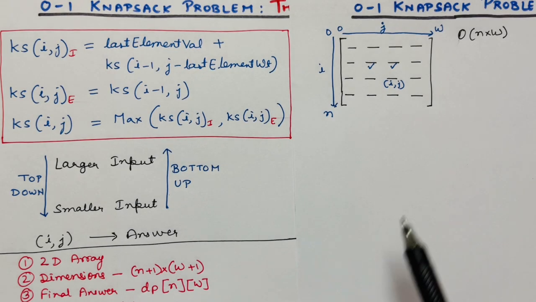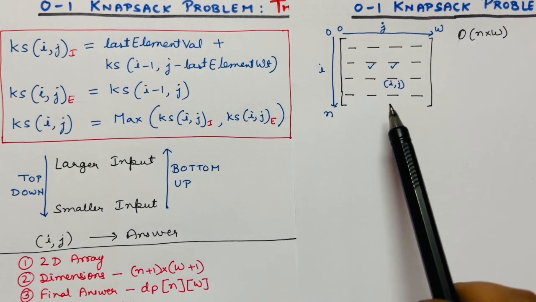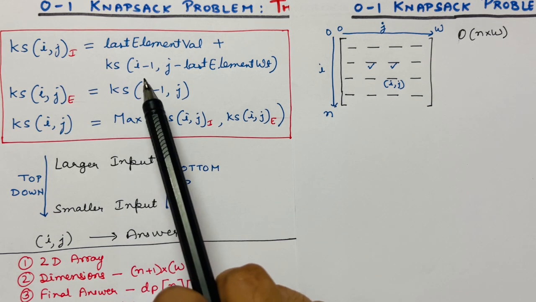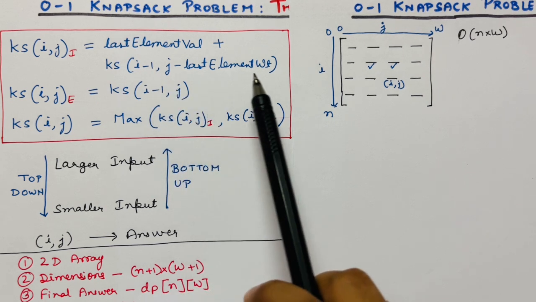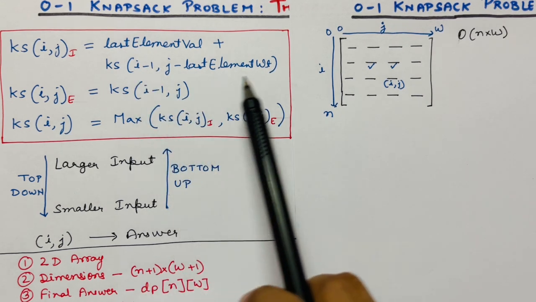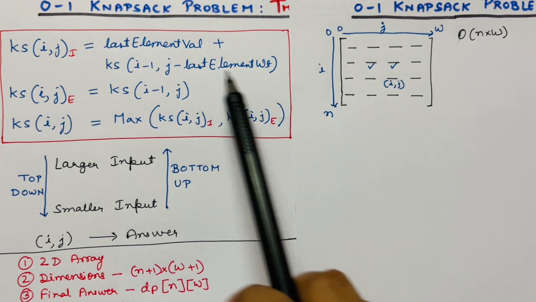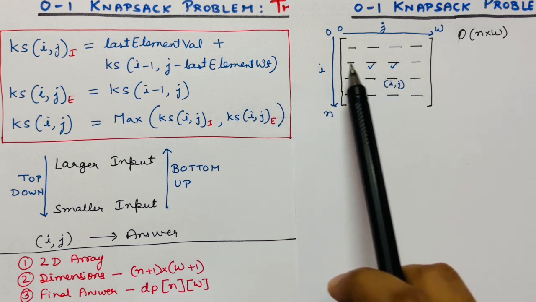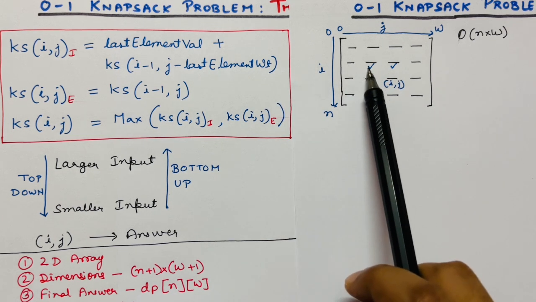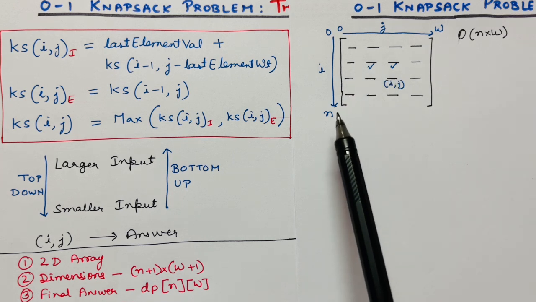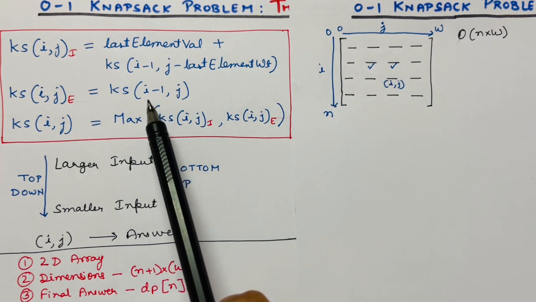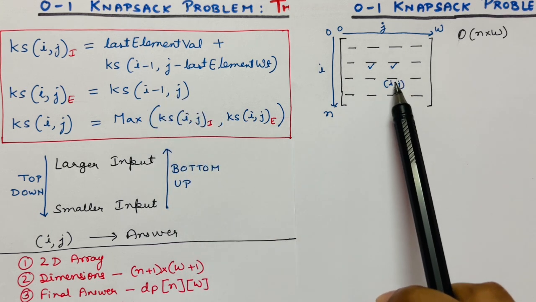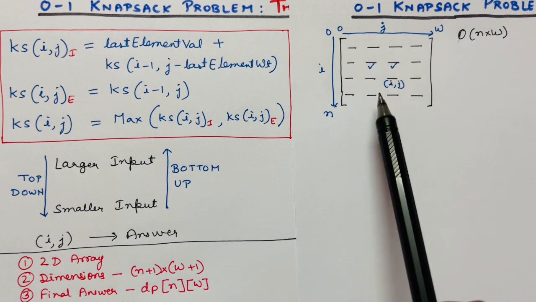Let us try to see what all we need when we try to fill the value at i, j. As per this recursive relation, we will need the value at i minus 1, j minus something. Now where will this lie in this matrix? i minus 1 means previous row and j minus last element weight means any column prior to this. So maybe we can consider that this is lying here. We also need the answer for position i minus 1, j. Now where will this lie in the matrix? This will lie in the previous row right above it.